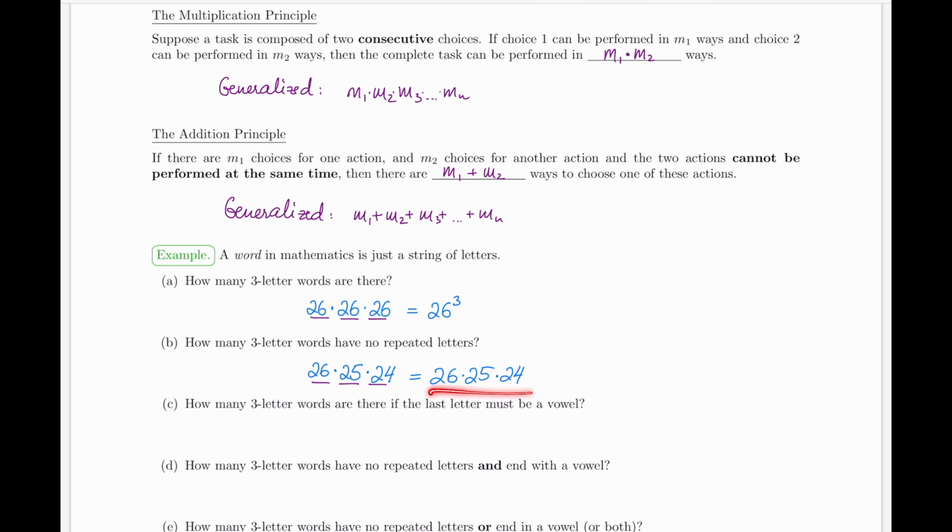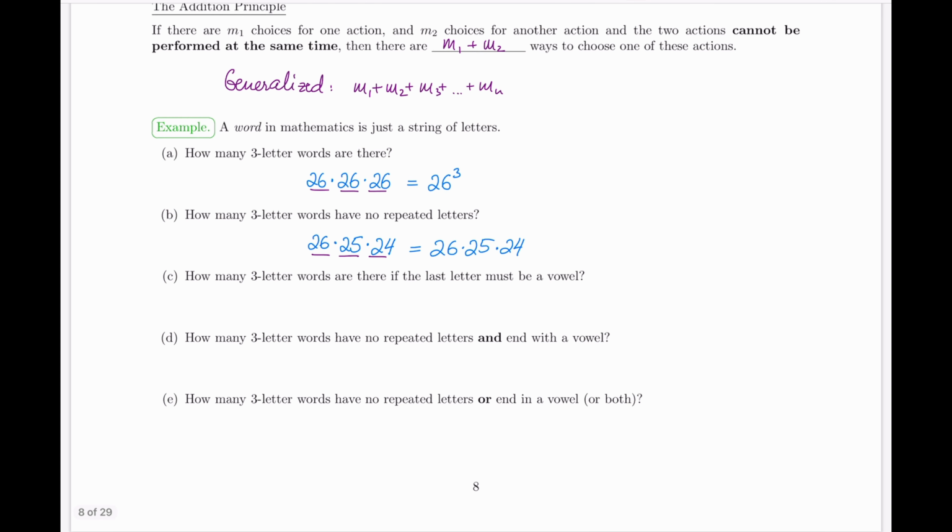If you compute this number separately on your calculator, you will see that it's less than this number. There are fewer letters with the restriction of no repeated letters than there are letters that have no restrictions on anything altogether. How many 3-letter words are there if the last letter must be a vowel? So a vowel in English is one of the following 5 letters: A, E, I, O, and U. There are 5 possible vowels.